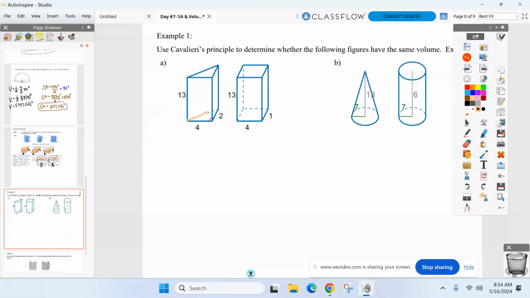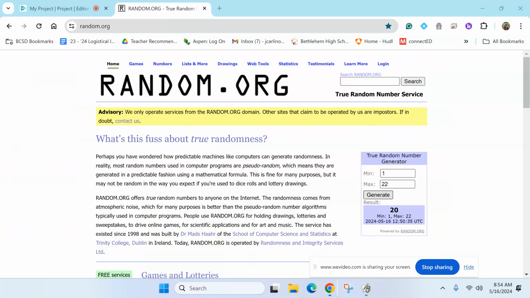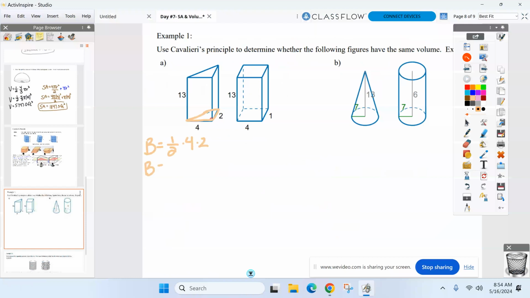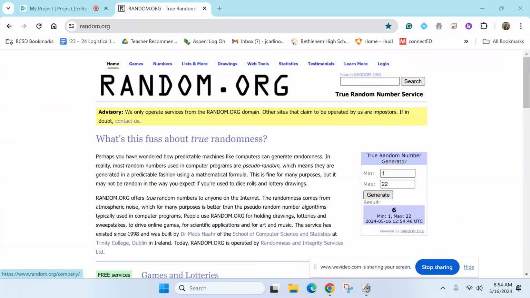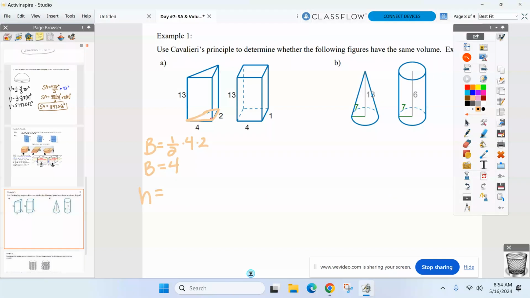Triangular prism. Find the area of that triangle for me. Find the area of that base. Capital B, 1/2 times 4 times 2, right? Area of a triangle. What's the area of that base? What's the area of that triangle? Alyssa? 4. What's the height of that triangular prism? Alyssa, again. 13. All right.